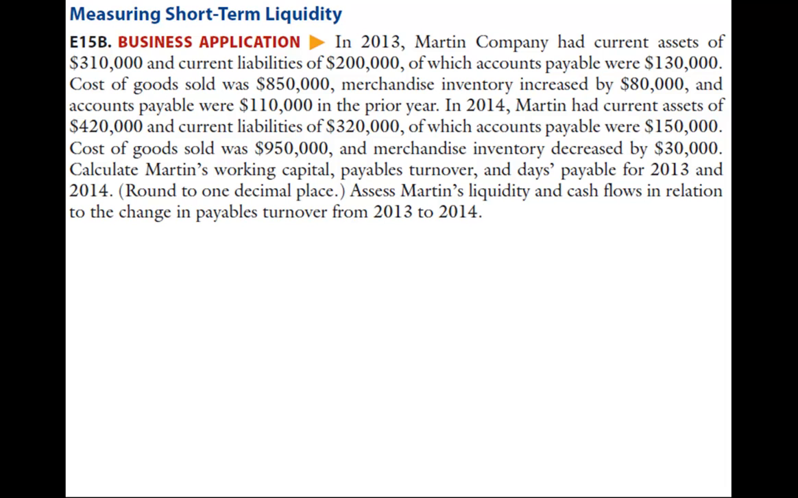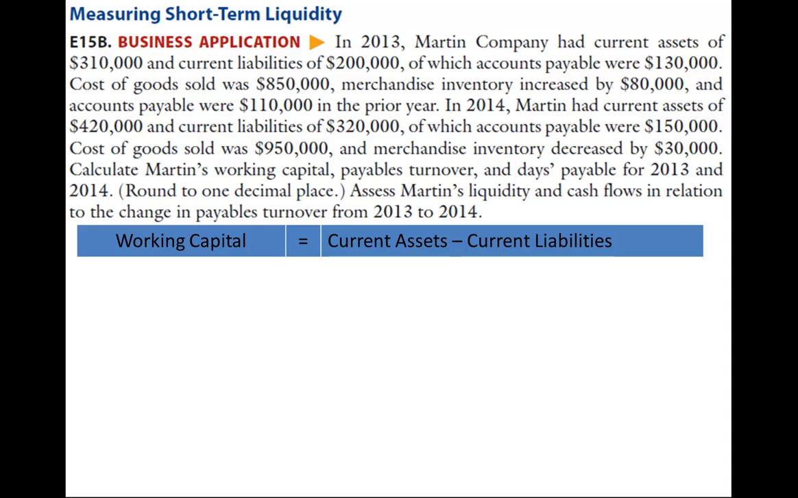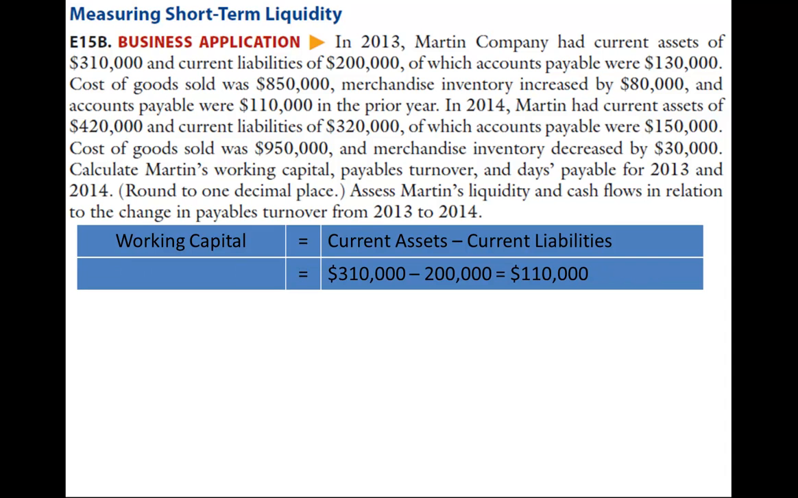So the first thing we're going to do is calculate working capital. Working capital is calculated by taking our total current assets minus our total current liabilities. So for 2013, our current assets were $310,000 minus our current liabilities of $200,000, which gives us a working capital of $110,000. This is basically the amount of money that would be left that we have to work with if we took all of our current assets and paid off all of our current liabilities with our current assets.